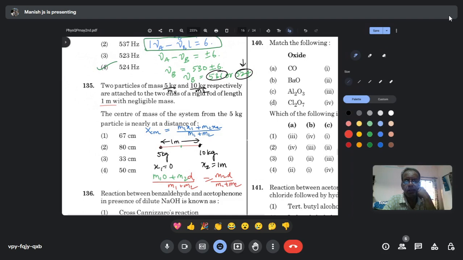Then you go for a simplification. Substitute the values and simplify. 10 by 15, 2 by 3. So 2 by 3 meters. In terms of centimeters, obviously 1 meter is 100 centimeters, so 100 by 3 is 33.33, into 2 you would get 67 centimeters. That's it. So that's how you do this question.